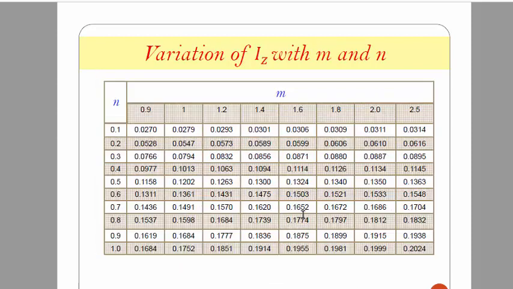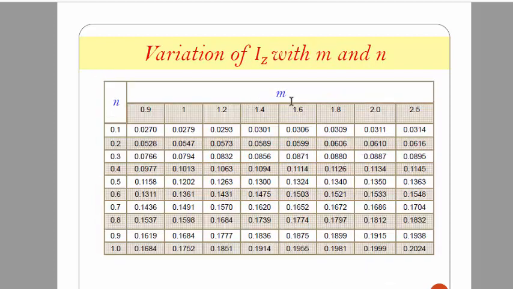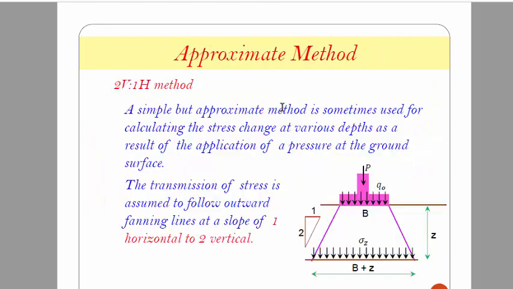So these are the values of m and n. Put the values of m and n and calculate the Iz.